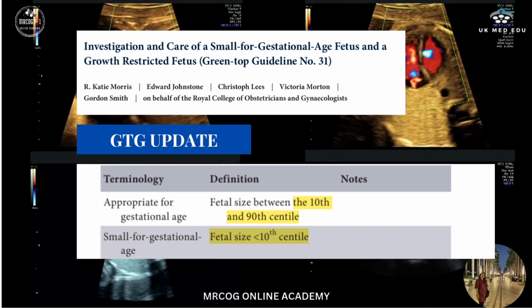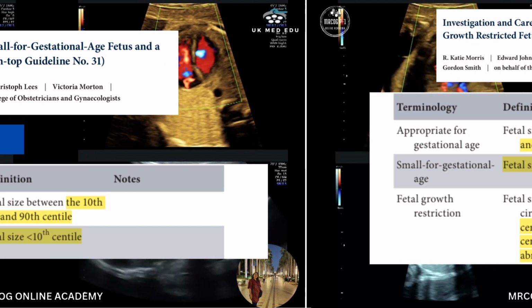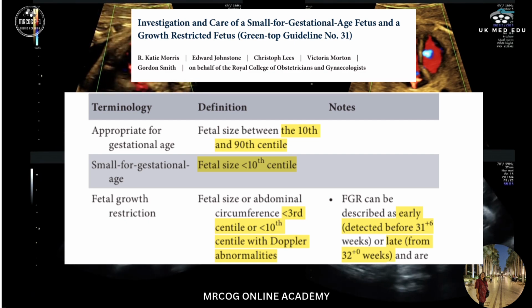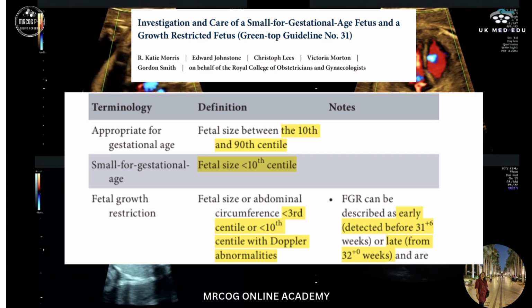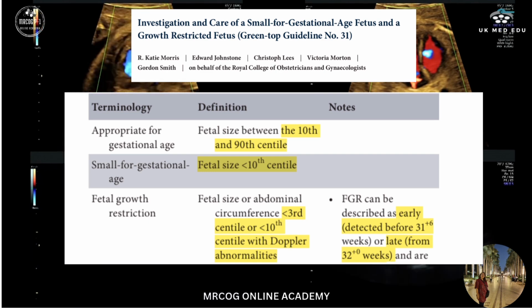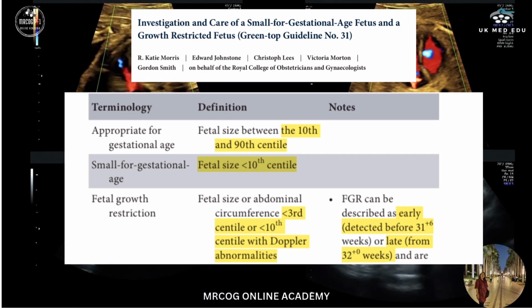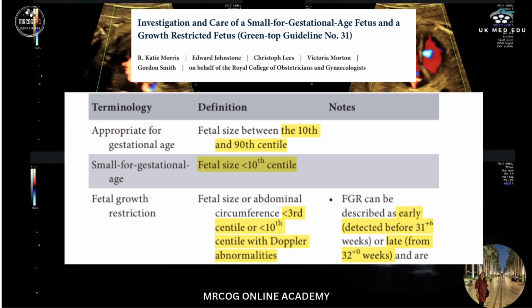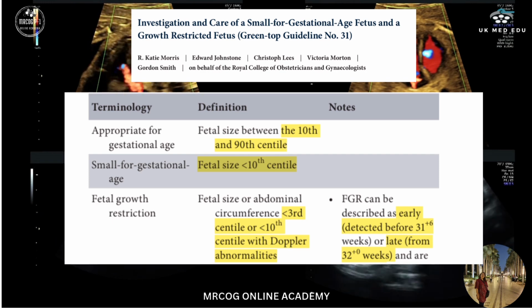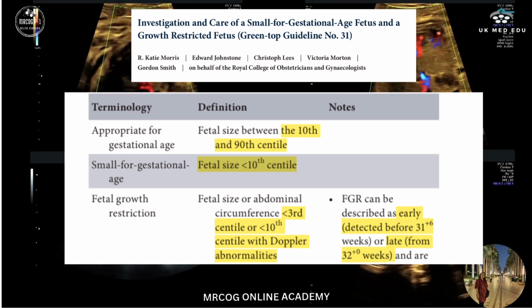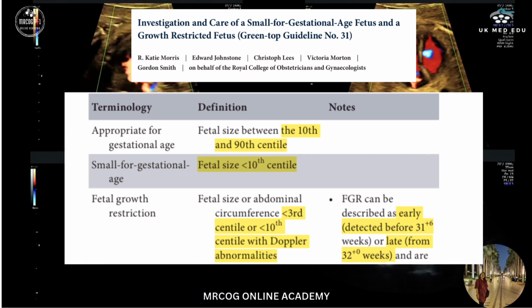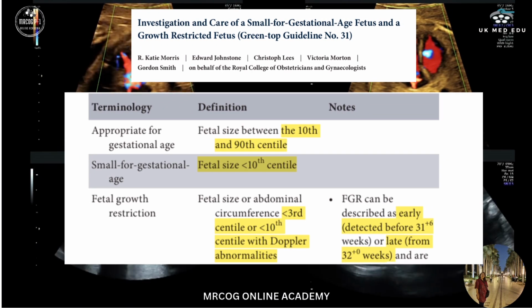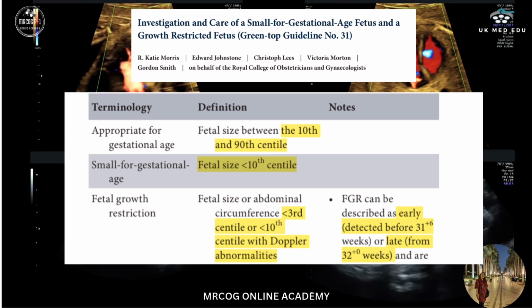And what is fetal growth restriction? Fetal growth restriction is when the estimated fetal weight or abdominal circumference is below the 3rd centile. Or if the fetal weight is below the 10th centile with abnormal Doppler studies. Remember that, if it is below the 10th centile with abnormal Doppler studies, that is called fetal growth restriction. These definitions are critical for guiding clinical decisions and ensuring appropriate surveillance and management.